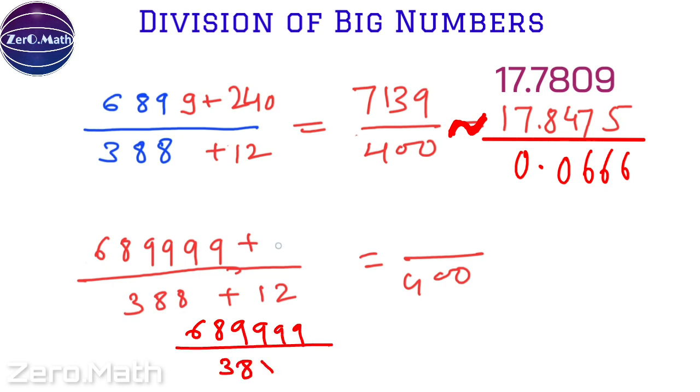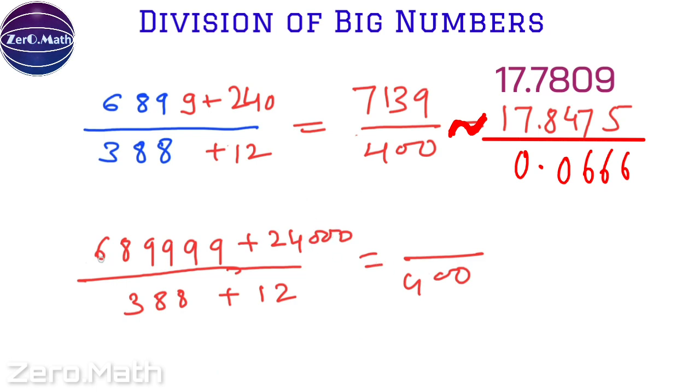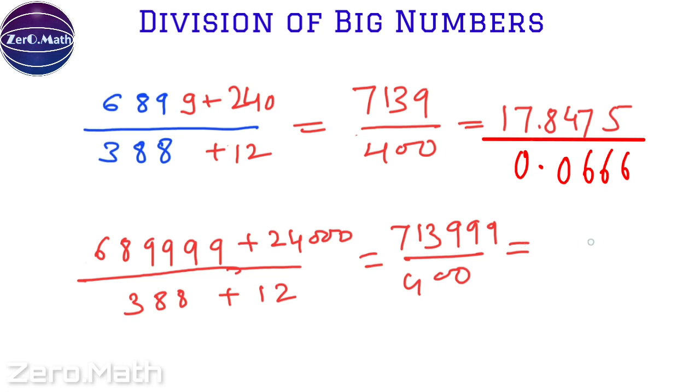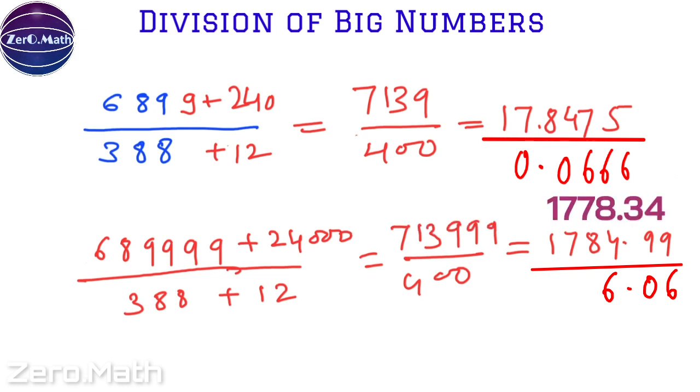In the numerator, we have to add 24,000 because it will be 12 times this 2000, which is the approximate unit value. Now if we add this, we are going to get 713999, and if we divide it by 400, the answer would be 1784.99. Now the calculator answer is 1778.34, and if you find the difference between both the answers, it would be 6.06.